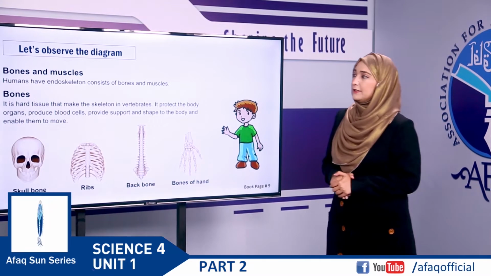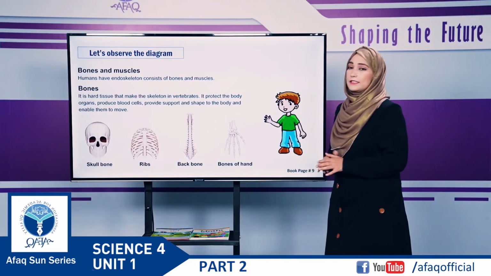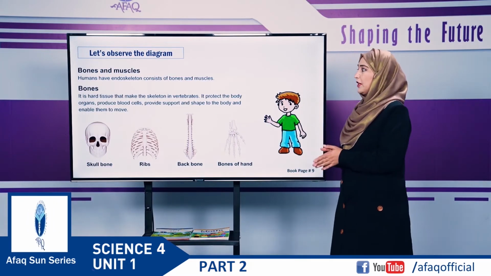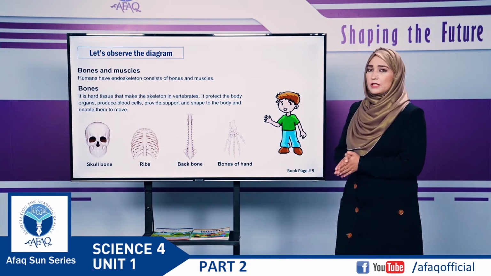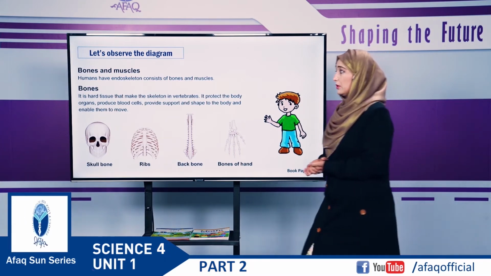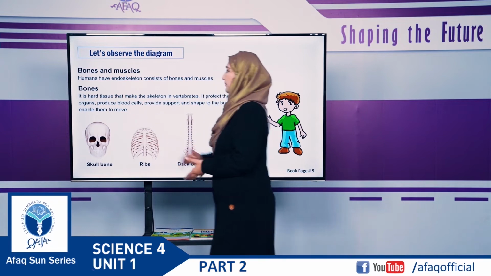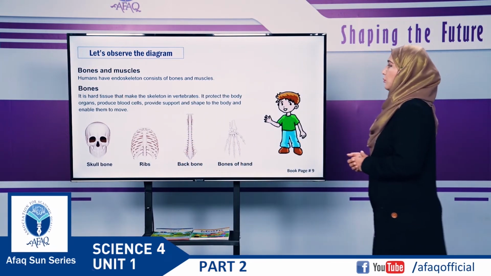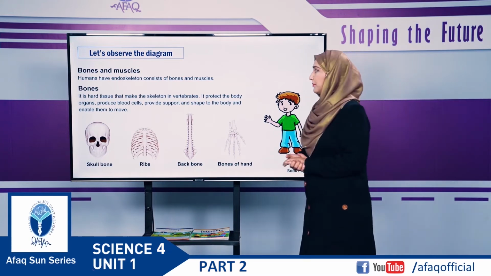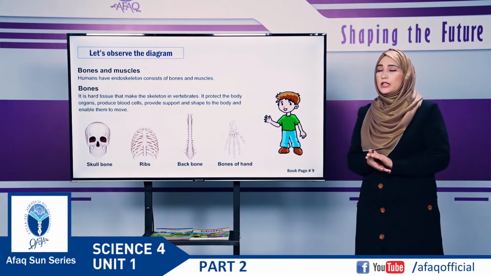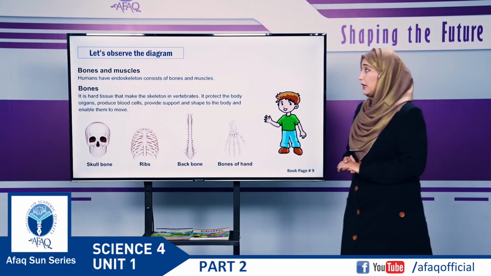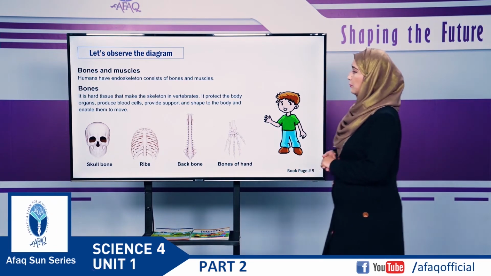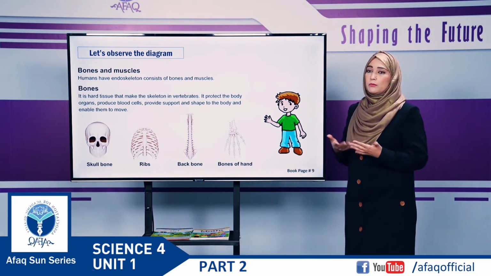Bones and muscles. Human endoskeleton is made of bones and muscles. So what are bones? Bones are hard tissues that make our skeleton. What do bones do? Bones protect our body organs, they produce blood cells, they provide support, and they also shape your body.